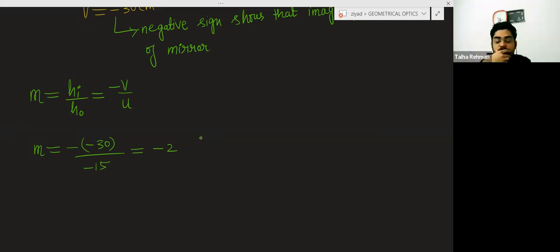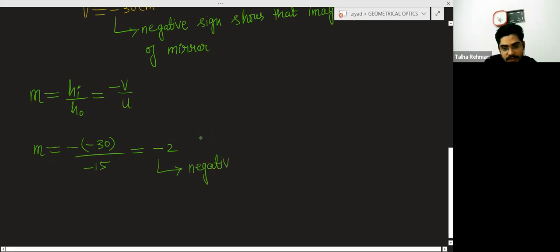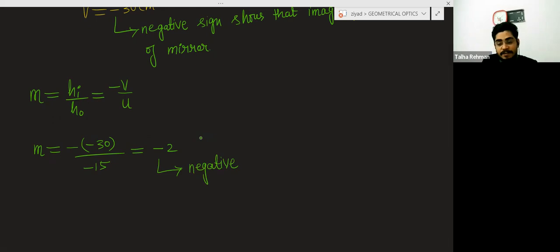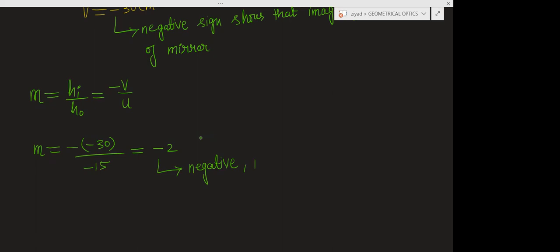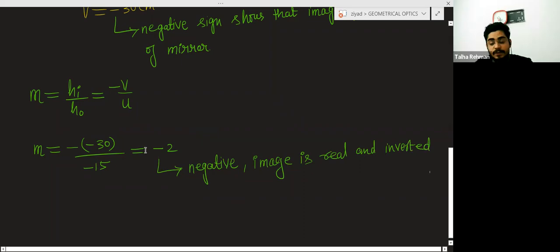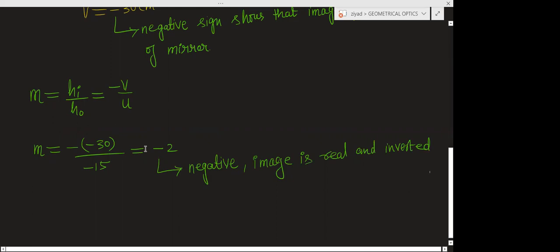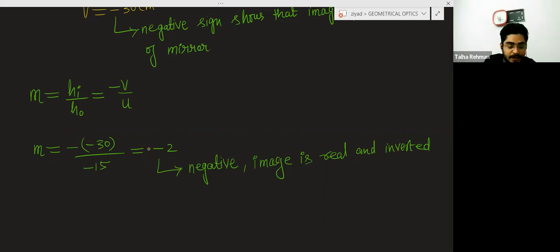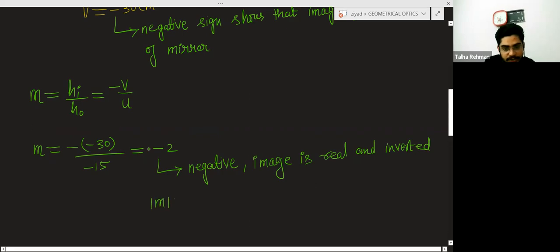Magnification will come out to be minus 2. Now, the sign of the magnification is negative. As I have told you in the starting, if the magnification is negative, then the image is real and inverted. If the magnification comes out to be positive, then we say the image is virtual and erect.